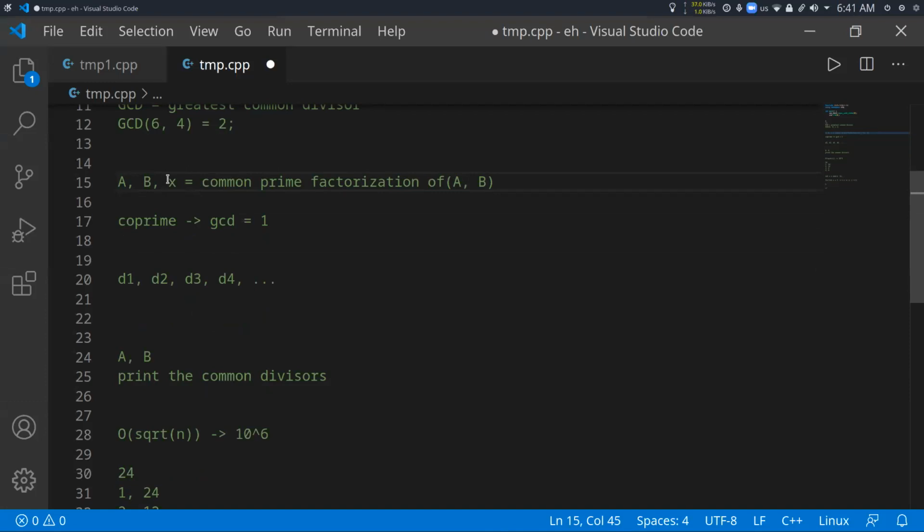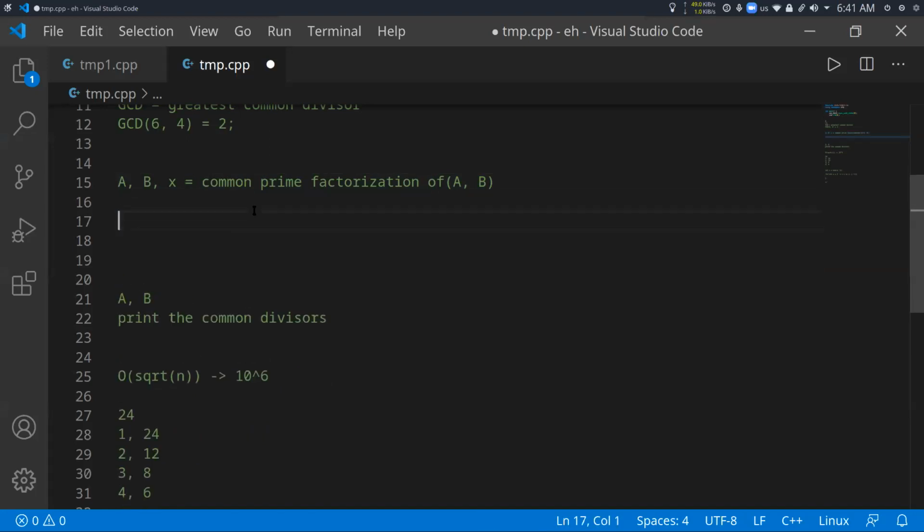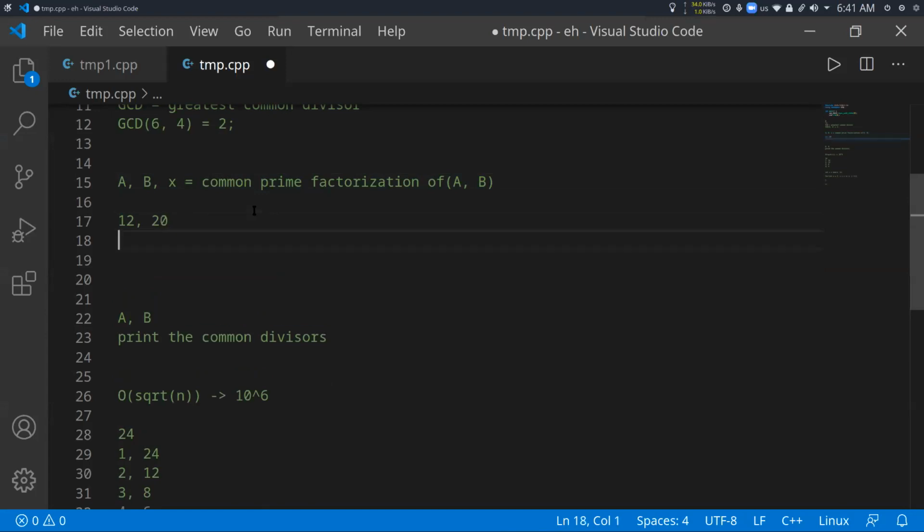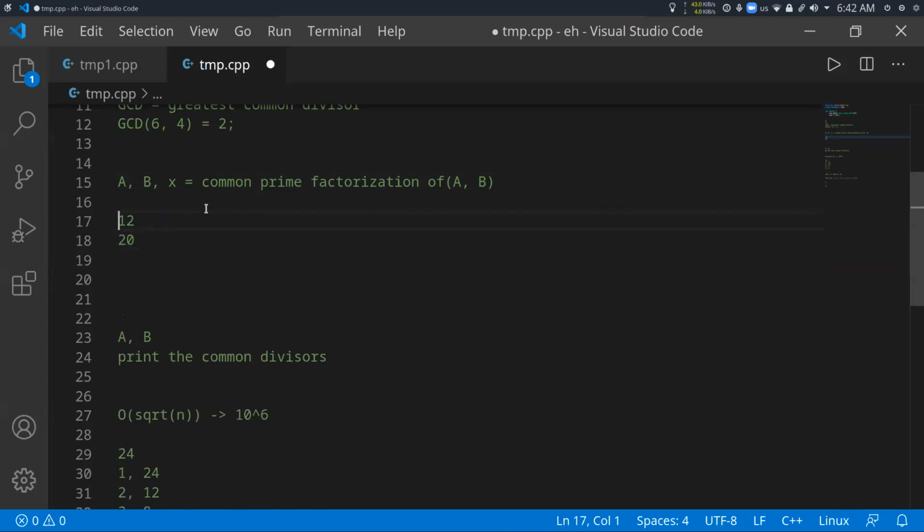Okay, so x will be equal to the common prime factorization between a and b. Let's take an example, the last example again, 12 and 20. Let's take only the prime factorization, not the divisors. The prime factorization for 12: 12 over 2 is 6, over 2 is 3, so this will be 2 times 2 times 3.